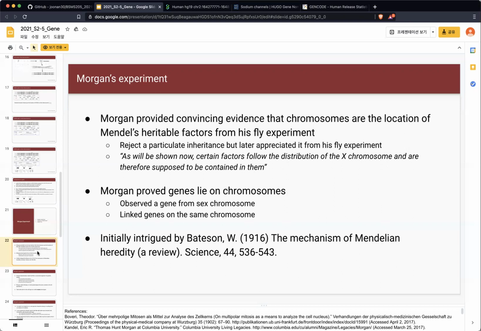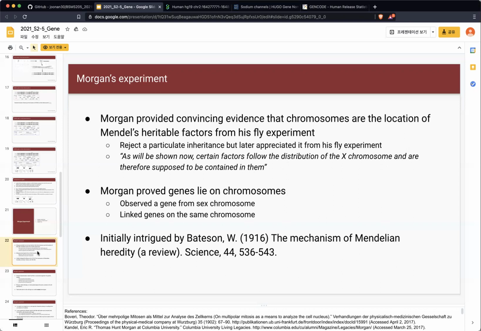So he tried to explain blending inheritance using the fly experiments, and he wanted to manipulate that situation by his own hands, right? That was one of the motivations that led him in that direction. Okay, so what he found: two things.